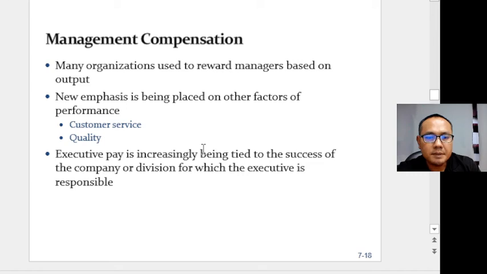Management compensation. Many organizations used to reward managers based on output. This is very good, especially for top management, to encourage them to make a profit, or to increase shareholder value.